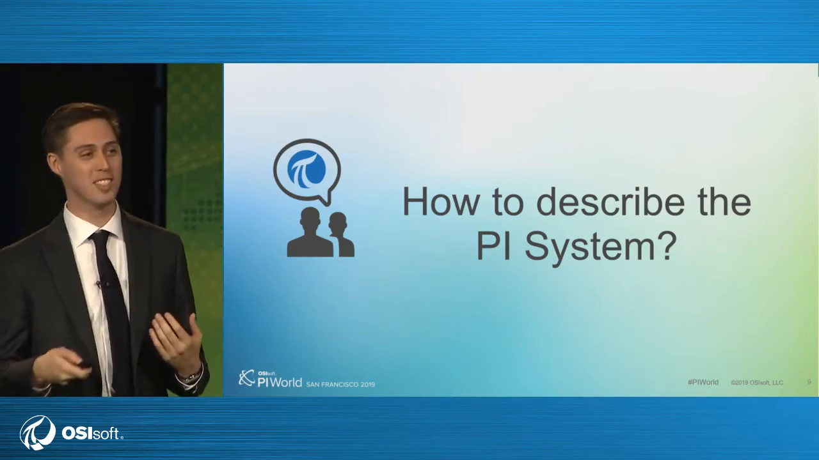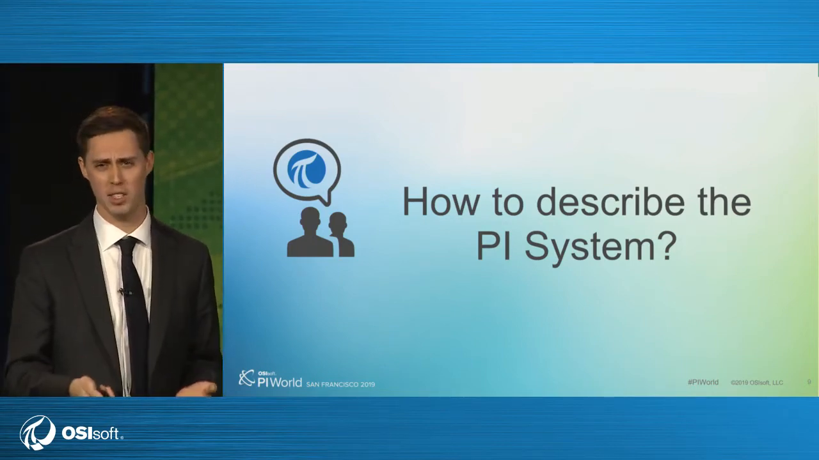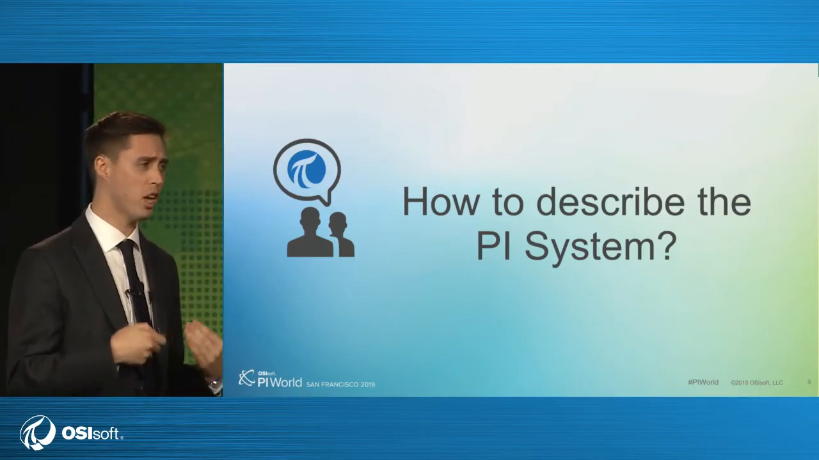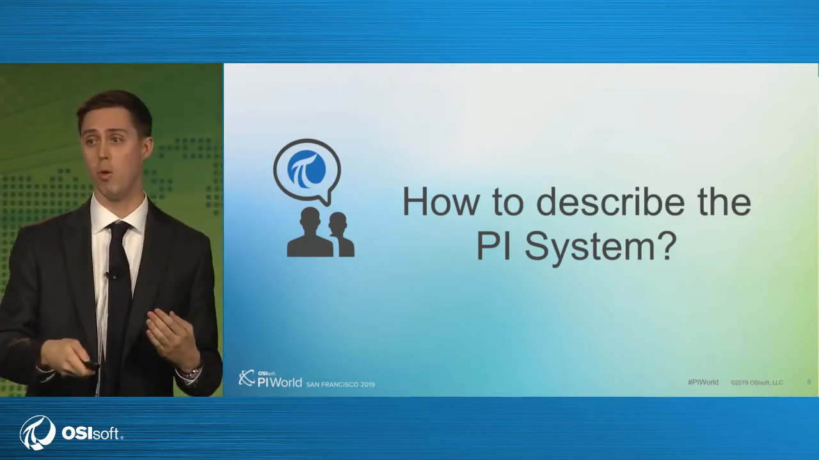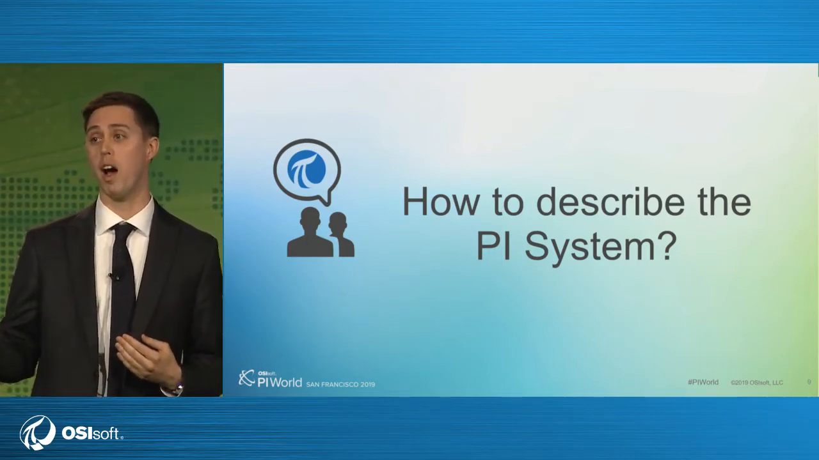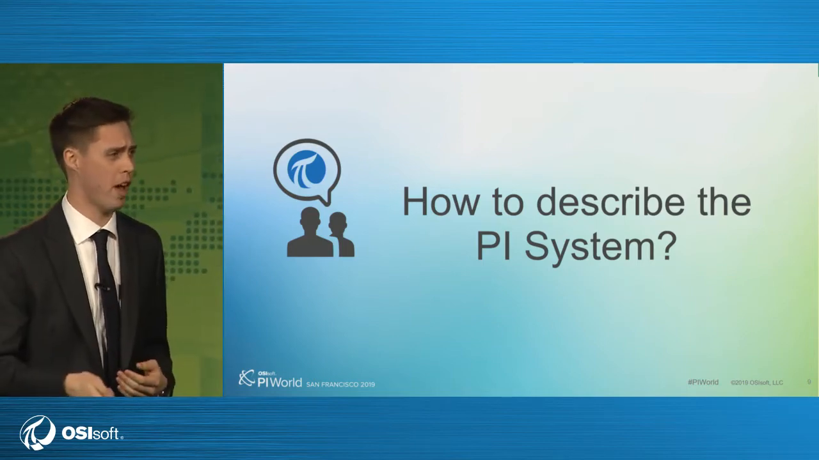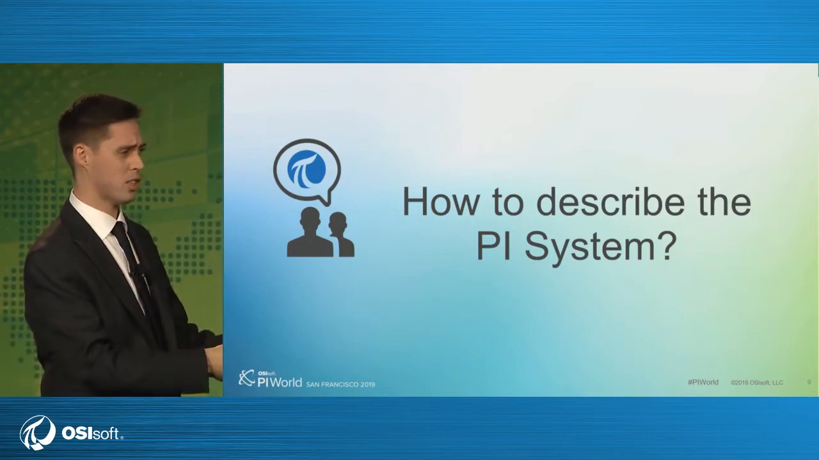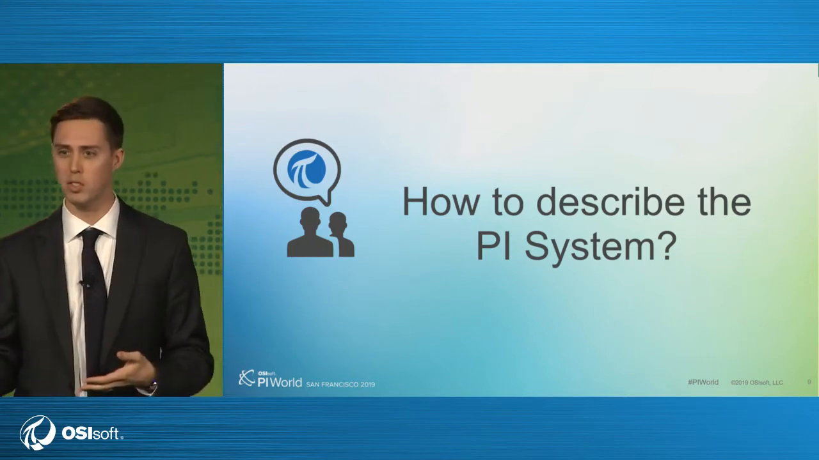And one of the reasons it's hard is because there are so many different use cases and so many different ways that we can solve different problems. So I'm going to go through one example now that you can use to help describe what the PI System is to your coworkers. And the best way to do that is to actually think about what process we do without the PI System, and then what we do with the PI System, and how it is better.